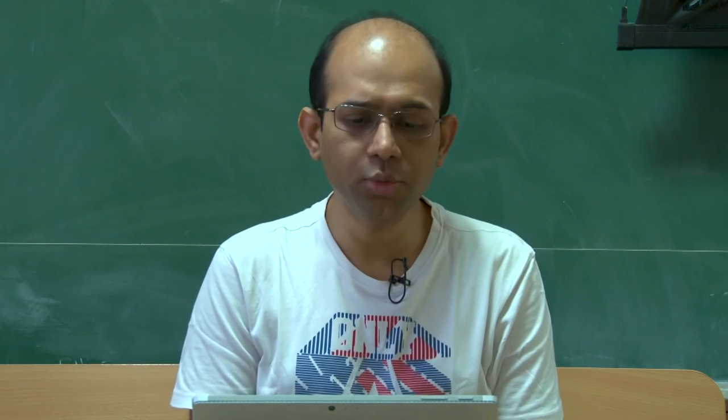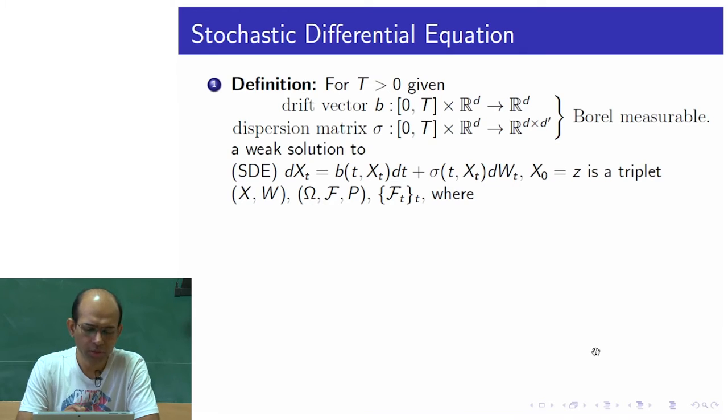Now we come to the discussion of weak solution of the stochastic differential equation. Here we again recall the stochastic differential equations under consideration. So here we take capital T positive, drift vector is this b as before, a function of time and space, and is a vector, drift vector, and then dispersion matrix is sigma, that is also a function of time and space variable, and that gives me a rectangular matrix, d cross d prime.